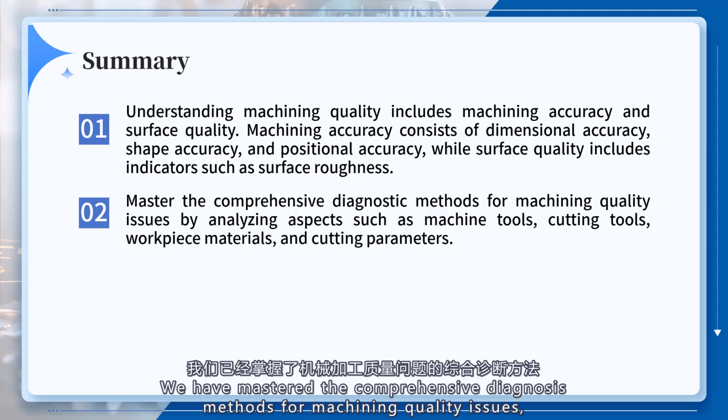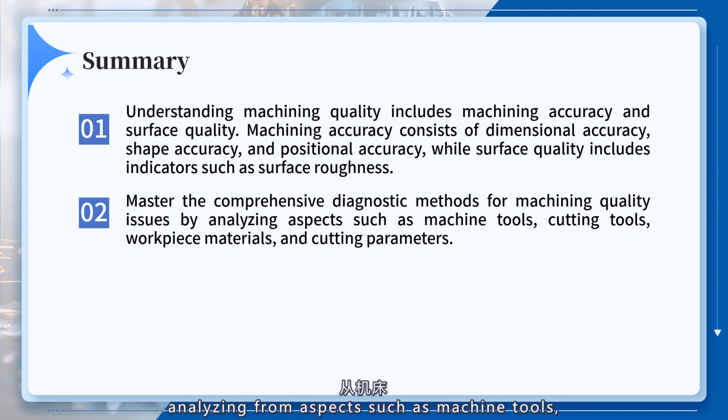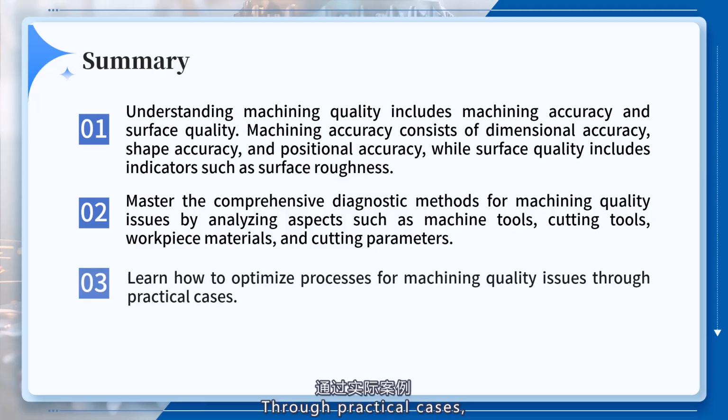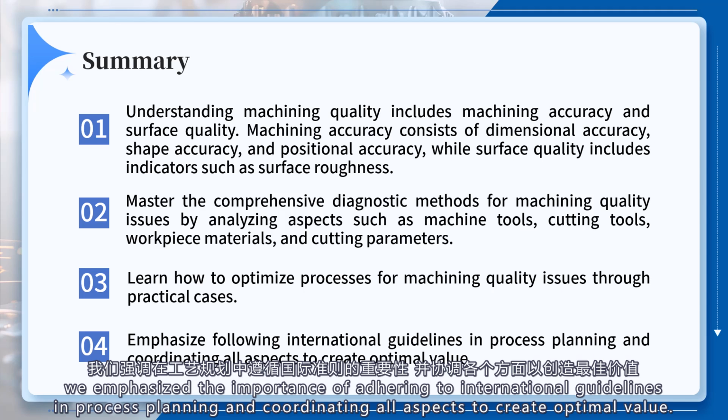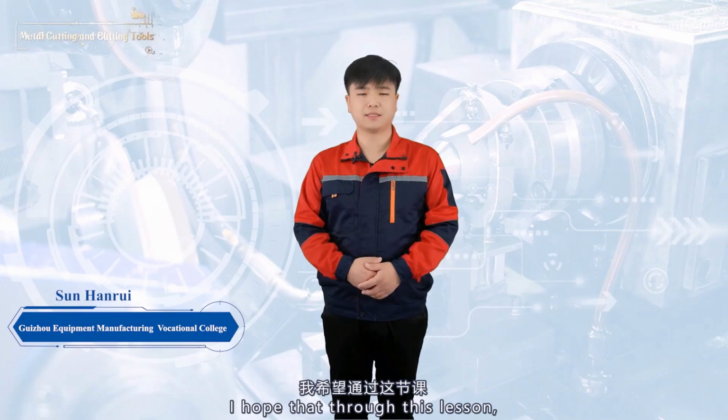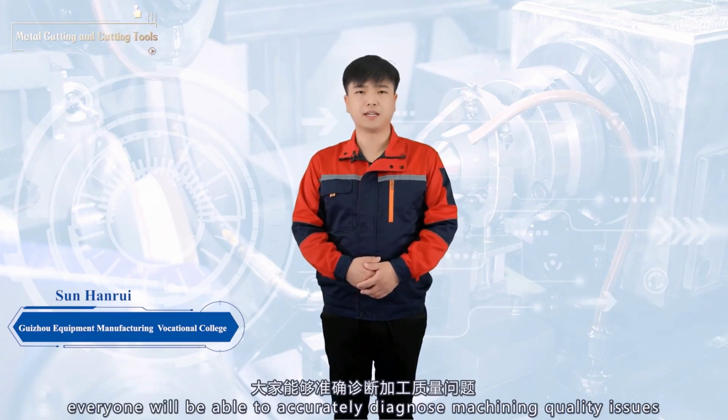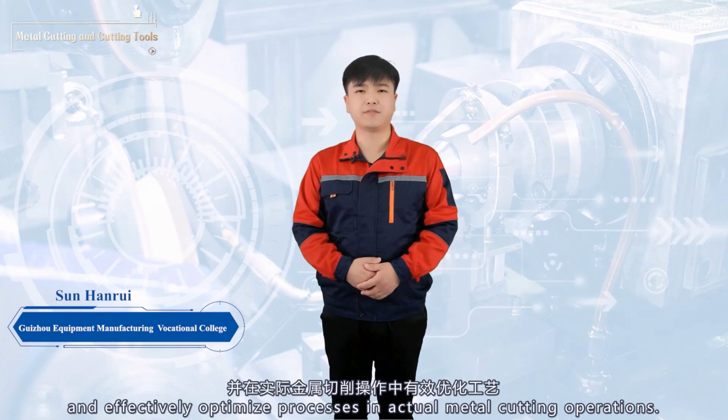We have mastered the comprehensive diagnosis methods for machining quality issues, analyzing from aspects such as machine tools, cutting tools, workpiece materials, and cutting parameters. Through practical cases, we have learned how to optimize processes to address machining quality issues. Additionally, we emphasize the importance of adhering to international guidelines in process planning and coordinating all aspects to create optimal value. I hope that, through this lesson, everyone will be able to accurately diagnose machining quality issues and effectively optimize processes in actual metal cutting operations.